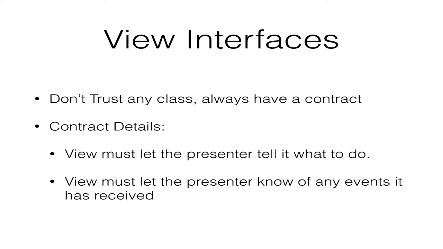View interfaces. In this way, don't trust any class, always have a contract. Think about your bank account, your mortgage, anything you do, you have a binding contract that says, this is what you're going to do, this is how it works. We should treat our classes with the same yardstick. We shouldn't just hope that these methods work out well. We shouldn't just hope that this method is implemented. We should have confidence to say, I'm going to call this, and I know it's going to be called.